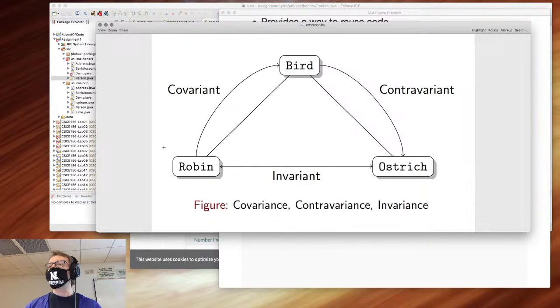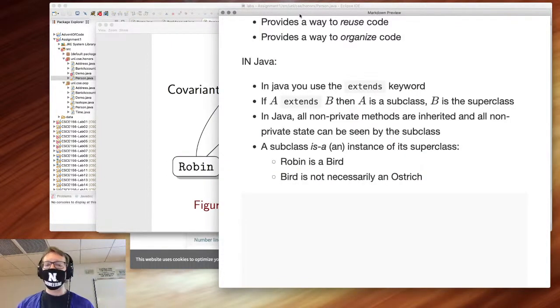Are you going to eat a robin burger? Probably not. Are you going to eat an ostrich burger? You might. It doesn't taste any different than chicken, right? Go to Fuddruckers and you can get yourself an ostrich burger, but you cannot get yourself a robin burger. I don't know if anybody serves a robin burger or not, but whatever.